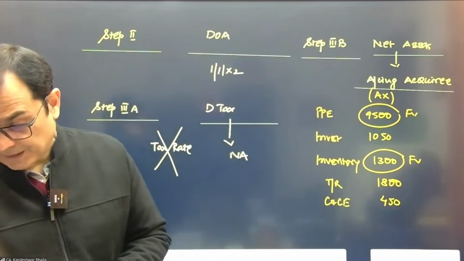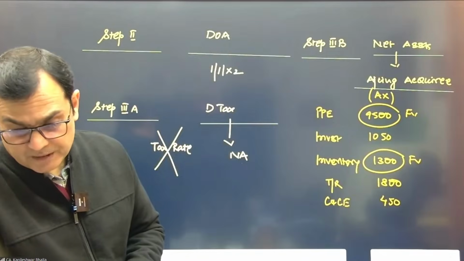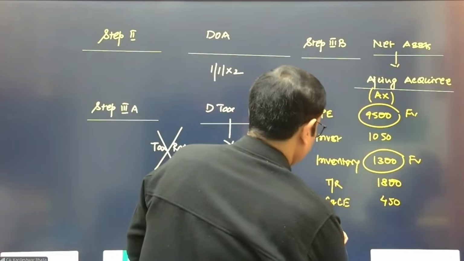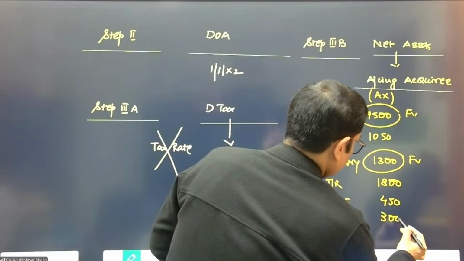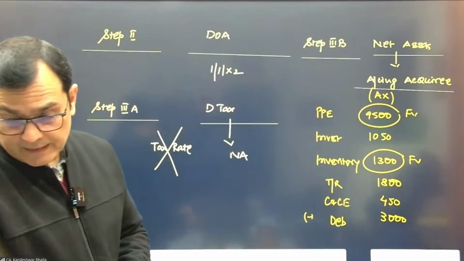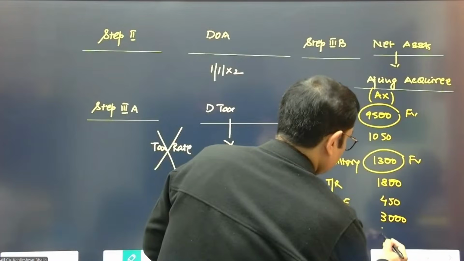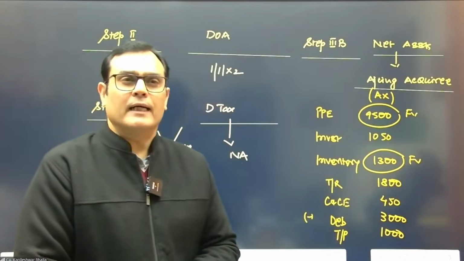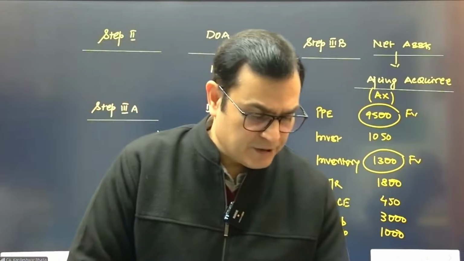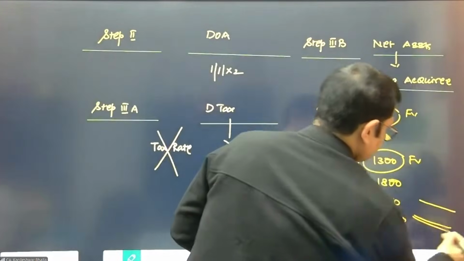And then let's consider the liabilities. Among liabilities, we are given borrowings, a 12% debenture, that's 3000. And then there are trade payables, that is 1000. I think that's it. No exceptions, nothing else is given. So there are no exception items in the list, just simply the balance sheet items. So let's see what the net assets are.